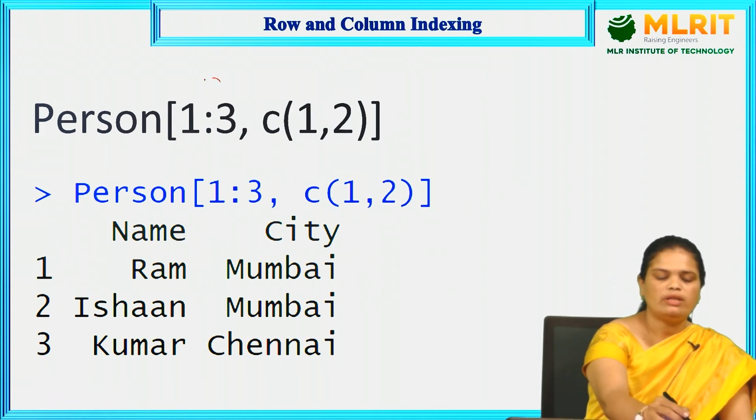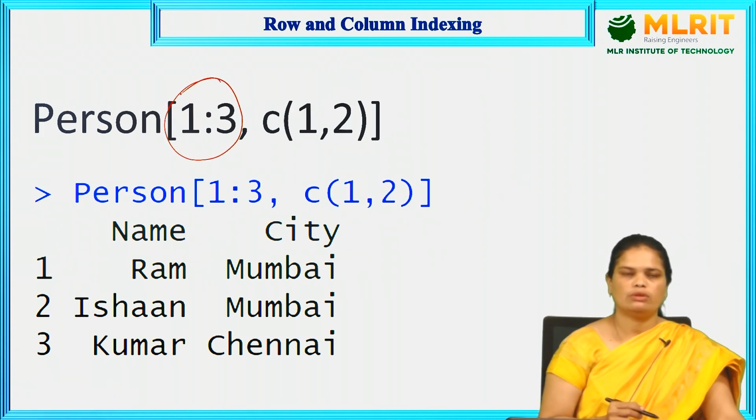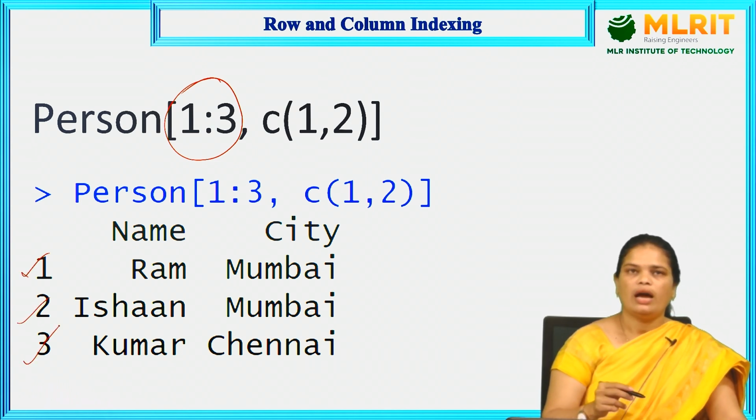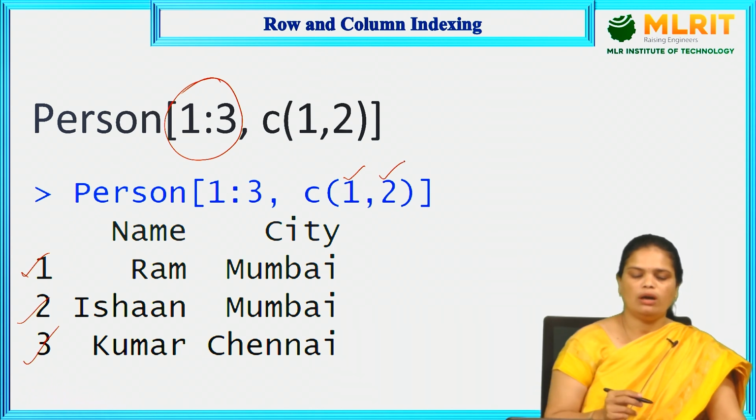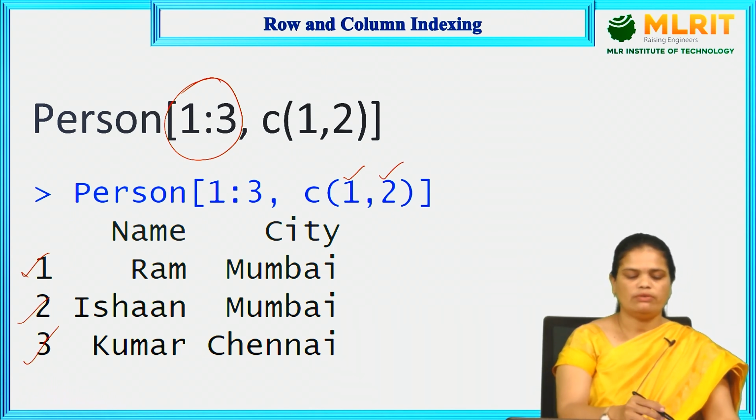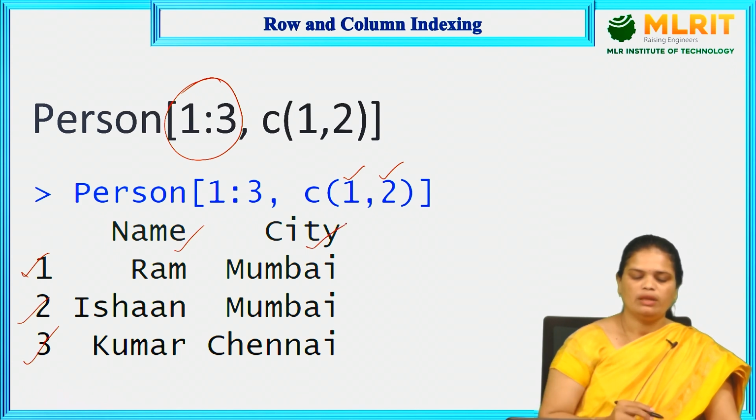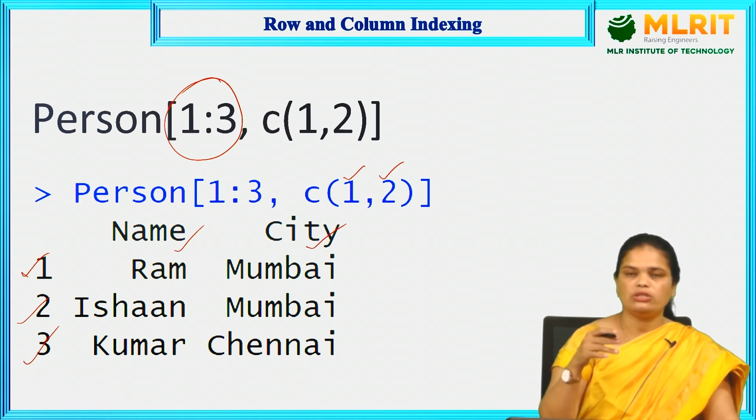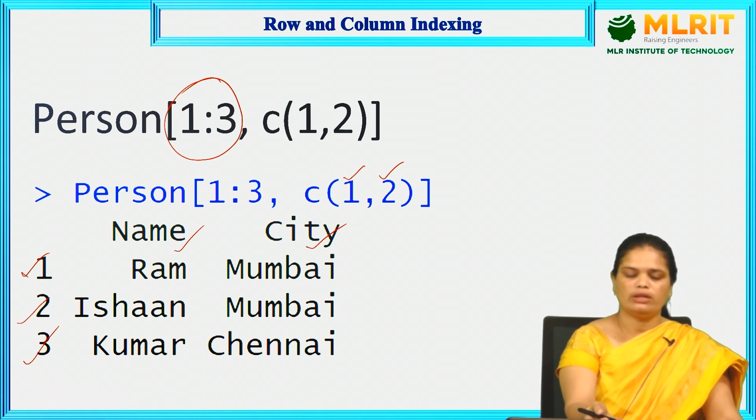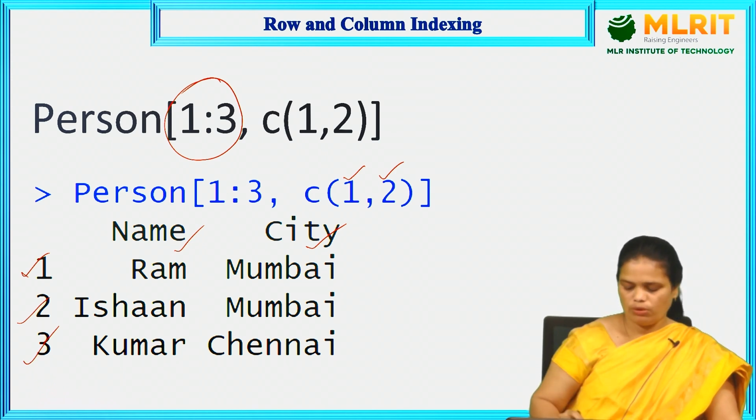Next, you have the same condition for the rows, 1 to 3, and you want only column indexes 1 and 2 to be displayed. What are indexes 1 and 2 of the data frame? Name and city. The age column won't be displayed because we don't want it here. So we write c of 1 and 2, and the first column and second column will be displayed.